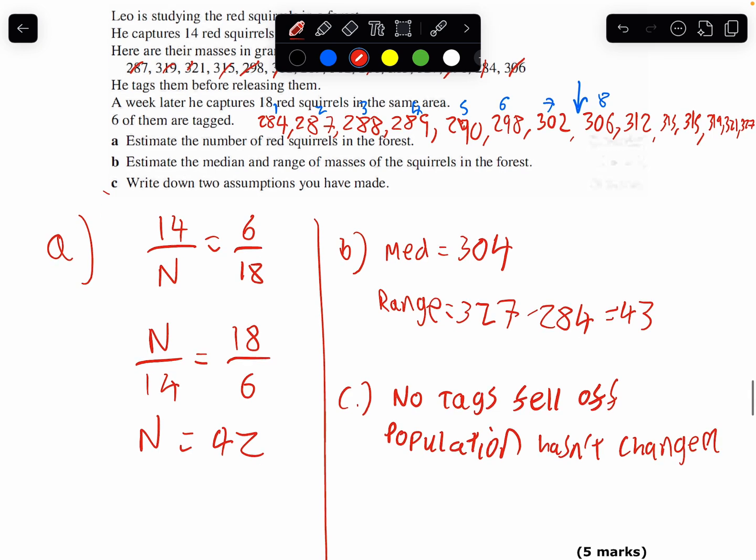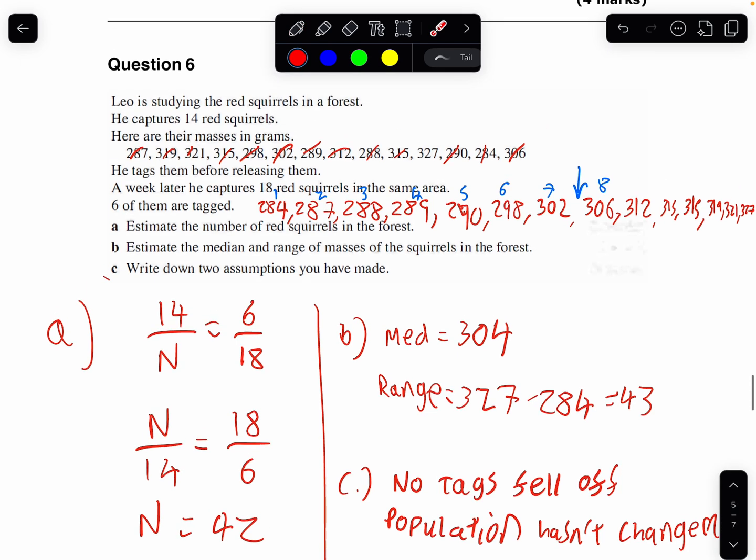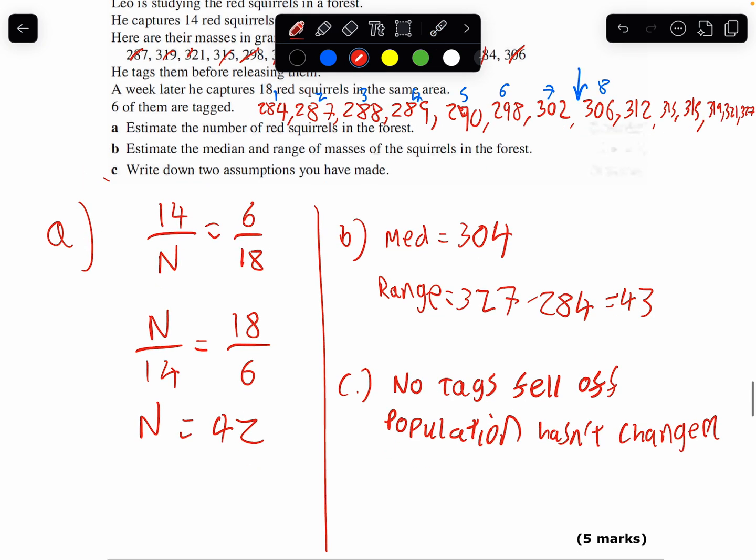You didn't need any more, but if you wanted one for part B, you're assuming that there are no other squirrels outside this range. So all other squirrels are inside the range.